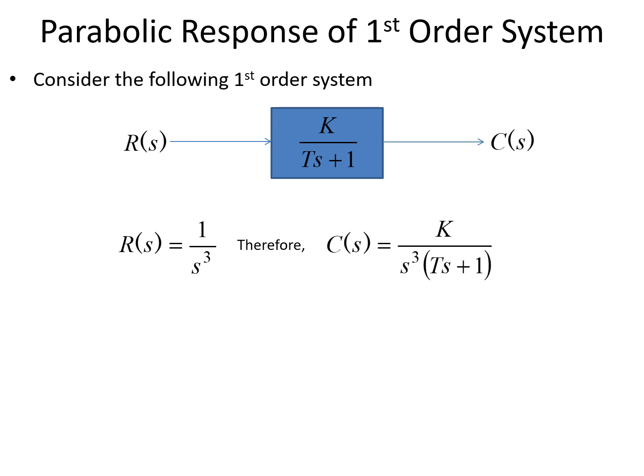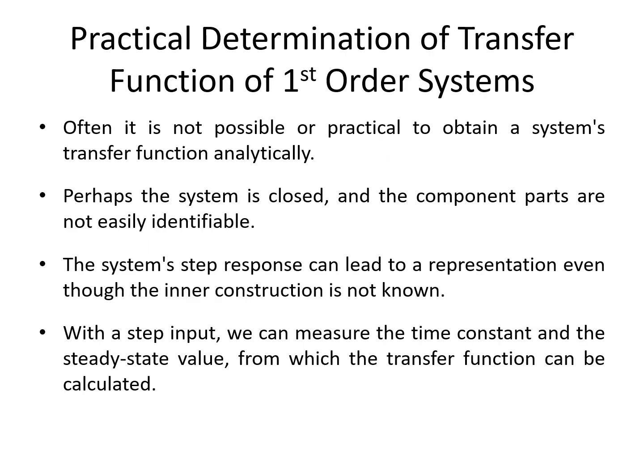So we are considering now an example of a parabolic signal. So this is the transfer function what we are going to get for a parabolic signal with output response as C of S is equal to K divided by S cube into Ts plus 1. Same procedure you have to follow and try to solve it.